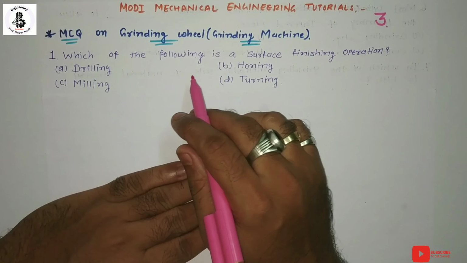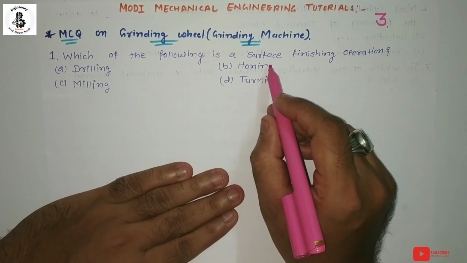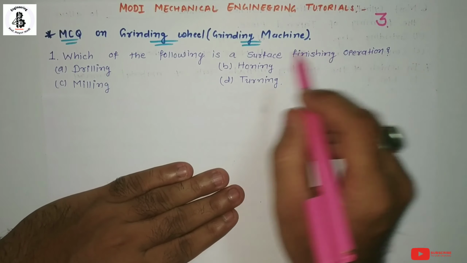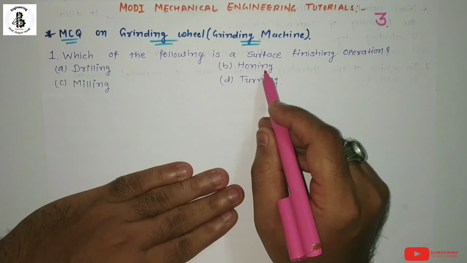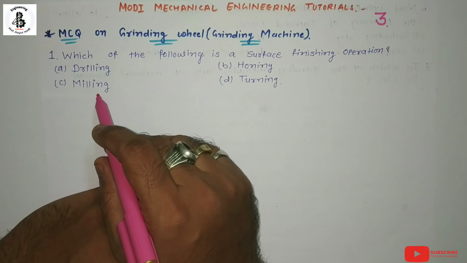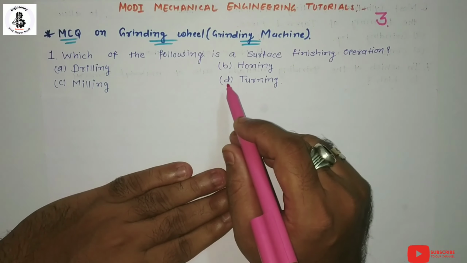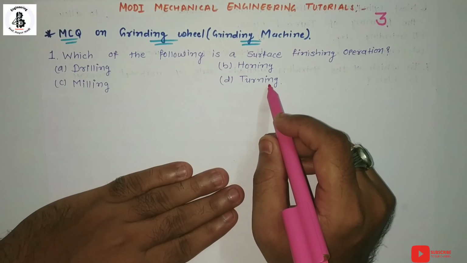Now we will start with question number 1. Which of the following is a surface finishing operation? Option A, drilling. Option B, honing. Option C, milling. And option D, turning.